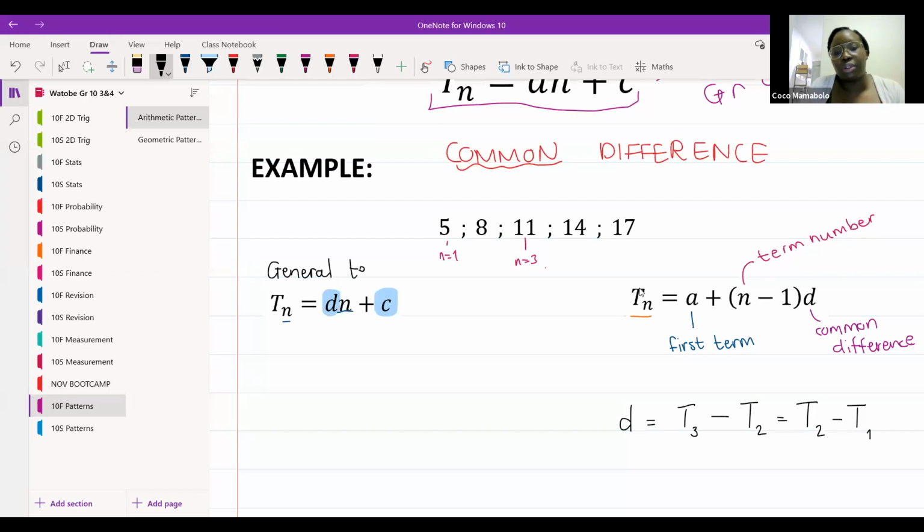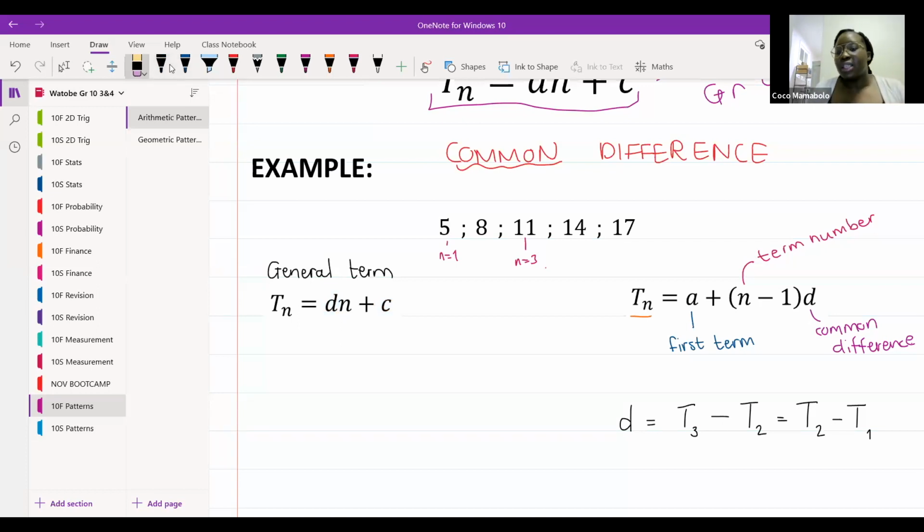Okay, the general term. So n is going to change dependent on which number you're looking for. If you're looking for position 7, then you're going to replace n with 7. If you're looking for the number in position 9, you're going to replace n with 9. Now, let's talk about where we're going to find d.